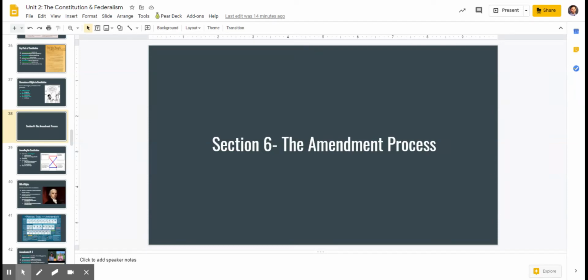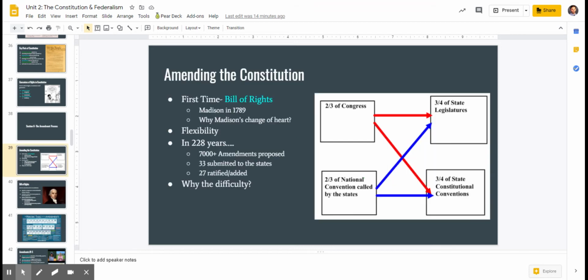Good morning, government students. Today we're going to talk about the amendment process to the U.S. Constitution. So this is obviously the way that we change the Constitution, and also a great example of federalism, how both the national government, Congress specifically, and the states share power. All right, so great example, like I said, of federalism. So let's take a look. So amending the Constitution.